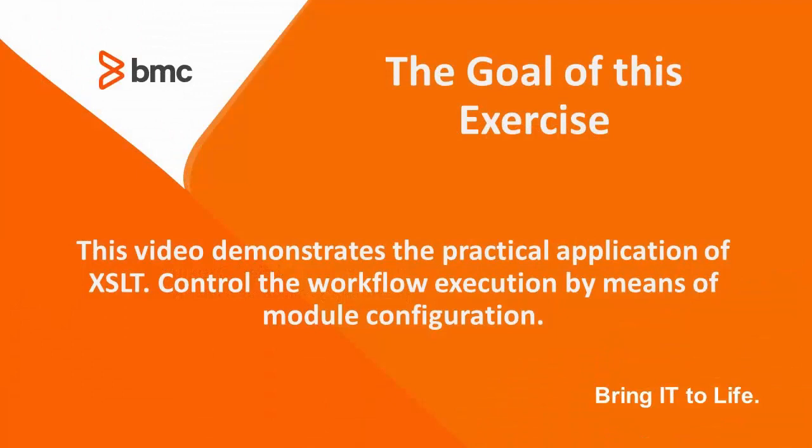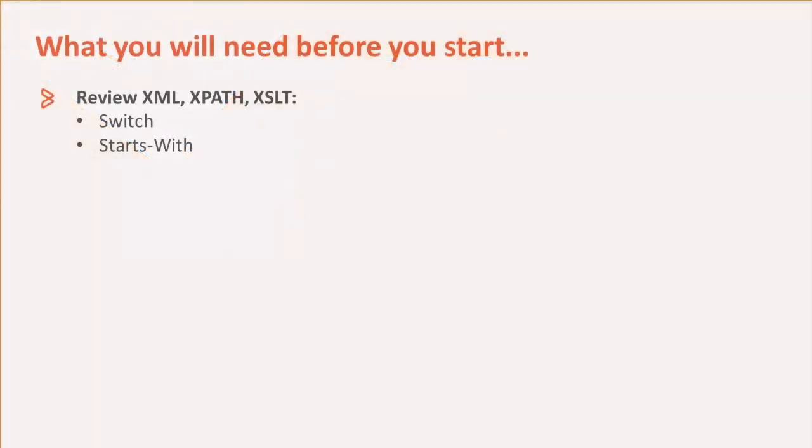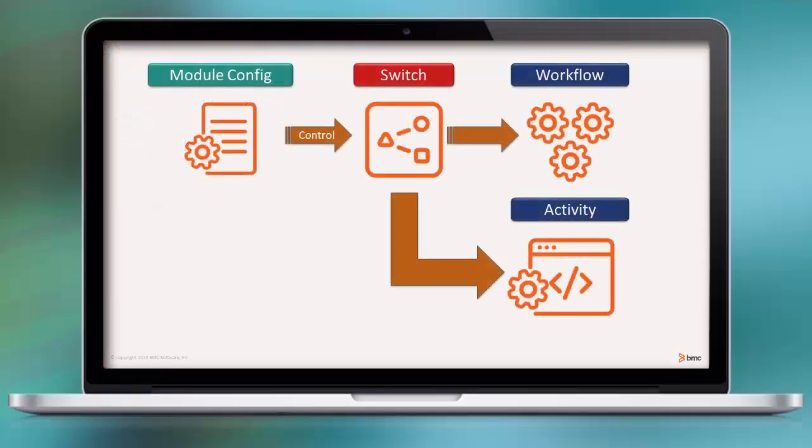In this exercise, we are going to use module configuration to control the execution of a workflow. As you can see in the infographic, the module configuration will drive the execution of the workflow. We are going to use a switch activity in order to evaluate which path to go. The execution of that subsequent flow can be either a workflow or an activity or the default path. Let's see this in action.